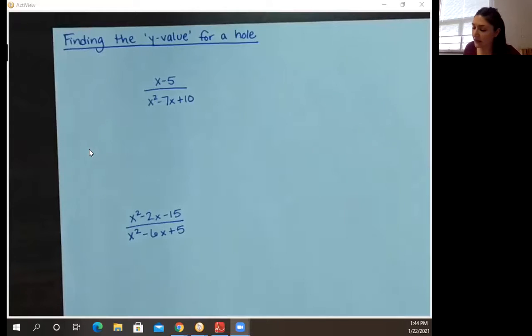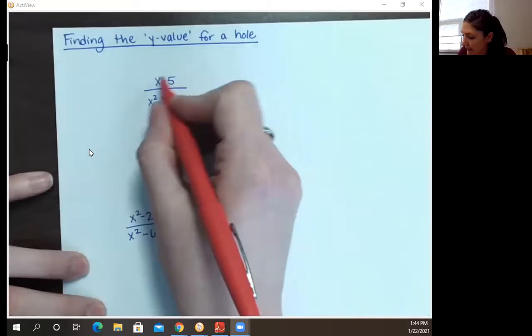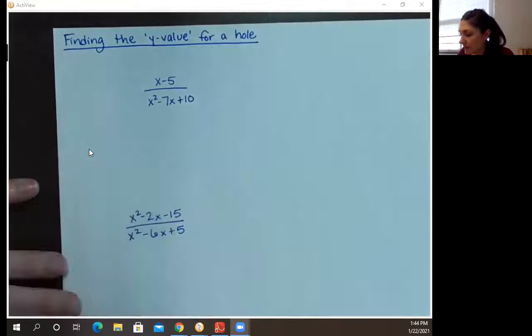Guys, really quickly, I wanted to go through how we find that y value when we're looking for a hole. I know we struggled with this a little bit in class because those Delta Math problems didn't have as nice options for that table with our graph as some of those examples we looked at in class. So here is a problem that I pulled from that Delta Math assignment.